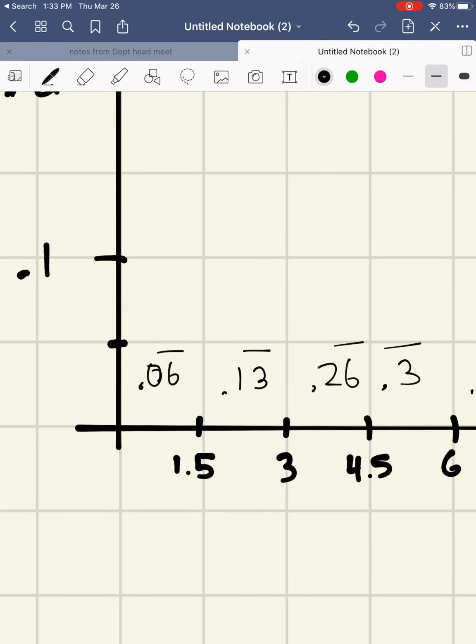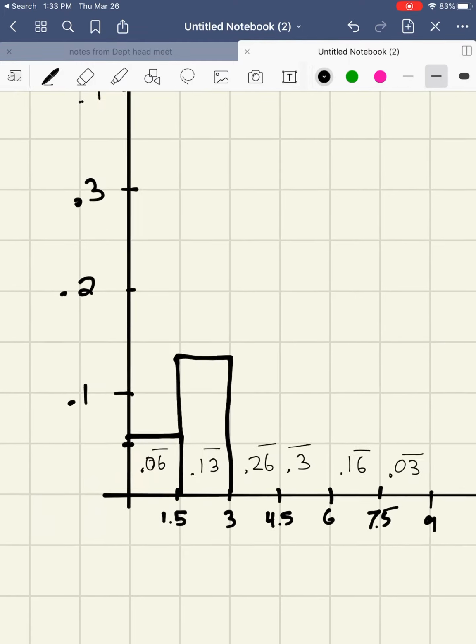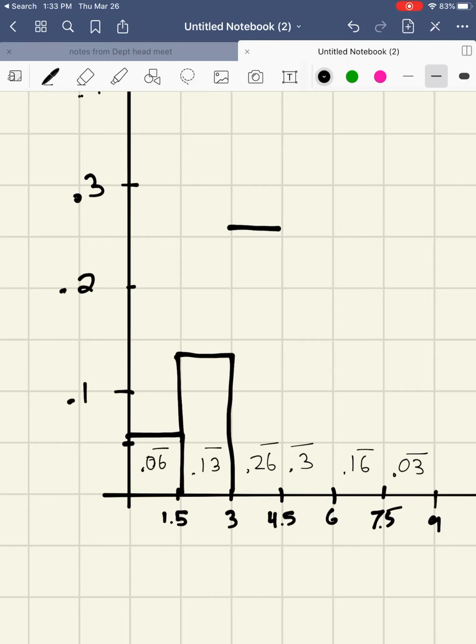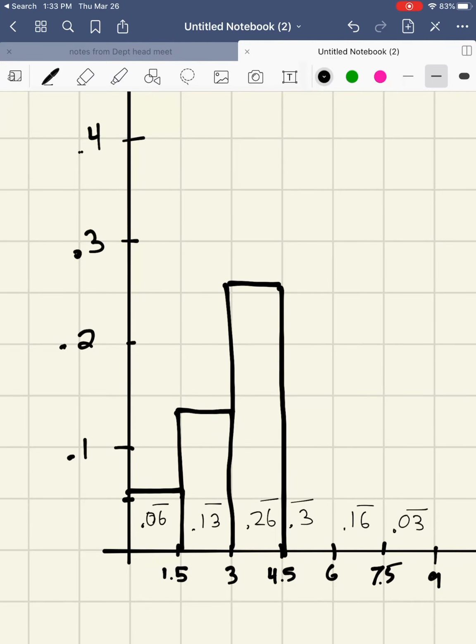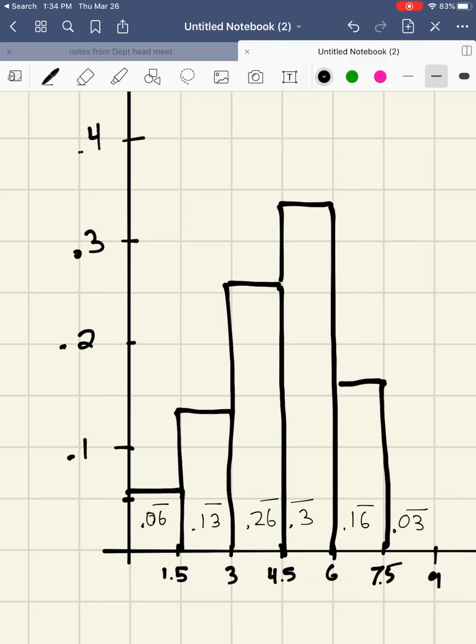So time to make my bars that specific height. This is 0.05, and 0.06 is just a little bit higher than that. I'm not looking for perfect. 0.13, somewhere in here. 0.26, somewhere in there. Again, not perfect, but a good estimate. 0.3 repeating. 0.16, really closer to 0.17. And then 0.03.